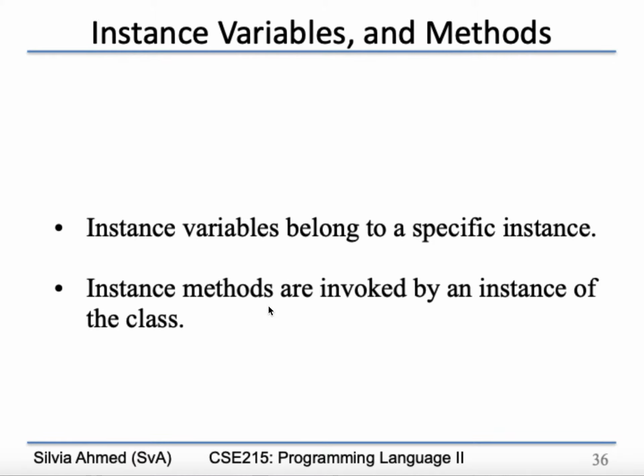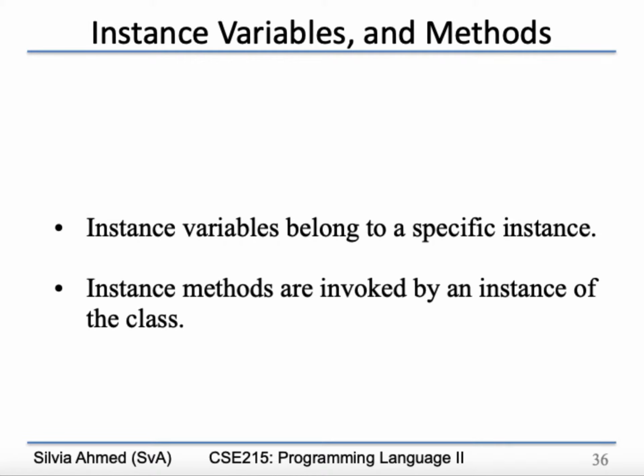Similarly, instance methods are invoked by an instance of the class. If we want to calculate the area of a circle, every circle will have its own separate area based on its own individual radius. So the getArea method is dependent on each individual circle object, and thus it's known as an instance method.